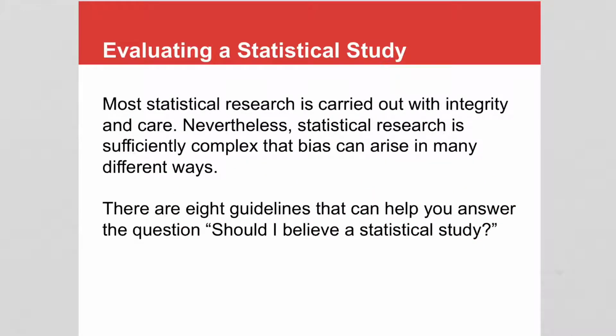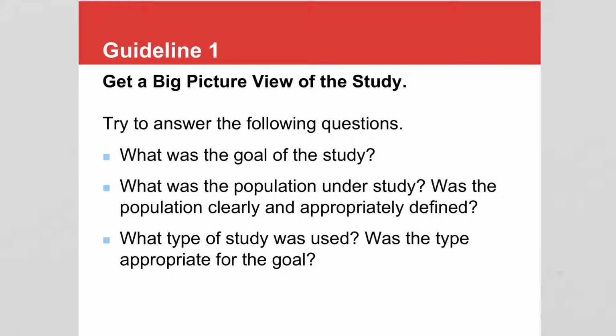Most statistical research is carried out with integrity and care. Nevertheless, statistical research is sufficiently complex that bias can arise in many different ways. There are 8 guidelines that can help you answer the question, should I believe a statistical study? So guideline 1 says get a big picture view of the study. Answer these questions. What was the goal? What was the population and was it clearly defined? And what type of study was used? Was it the correct kind of study?